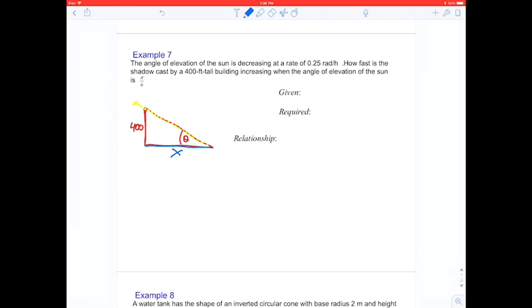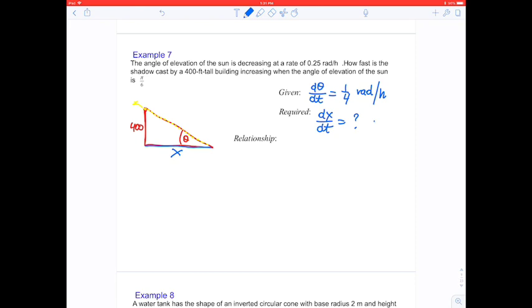We do have an angle of elevation of the sun. That means theta is changing with the rate 1/4, actually, I can say. 0.25 is a quarter, 1/4 radians per second. The rate of change of theta with respect to time is 1/4 radians per hour, not second, hour. How fast is the shadow cast of the building increasing? We're looking for dx dt, the rate of change of the quantity x with respect to time.